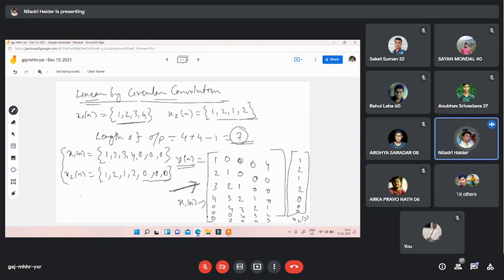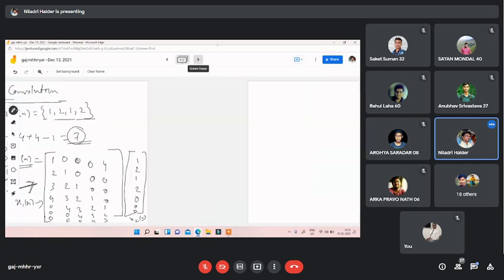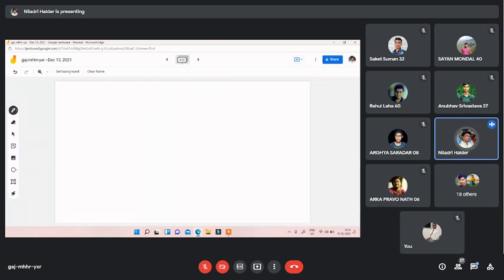Similarly, if I ask you the opposite, you have to do the circular convolution, but you have to use the linear convolution method.